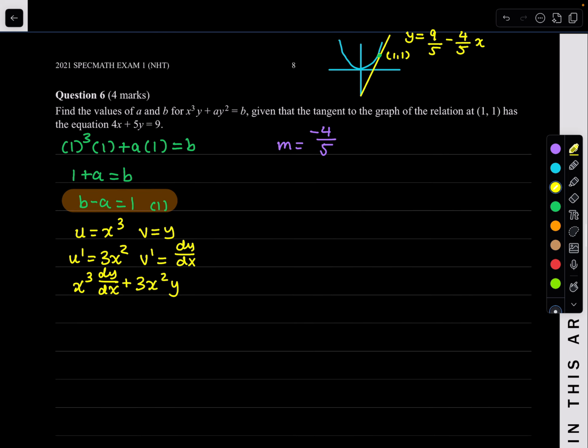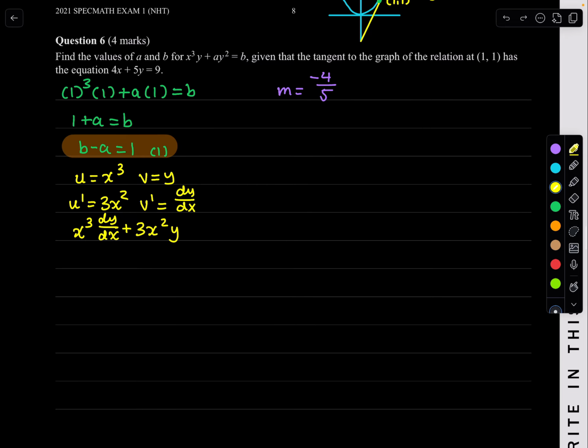Yep, so we've derived this, and then let's derive also this, which is, of course, 2ay, but because you derived it in terms of y, you have to write dy/dx in front of it. And b is a constant, so when you derive b, it's just going to be 0. Done. So this is the derivative formula. And basically we've done most of the stuff, because now, guess what we can do? We can sub in this (1, 1).